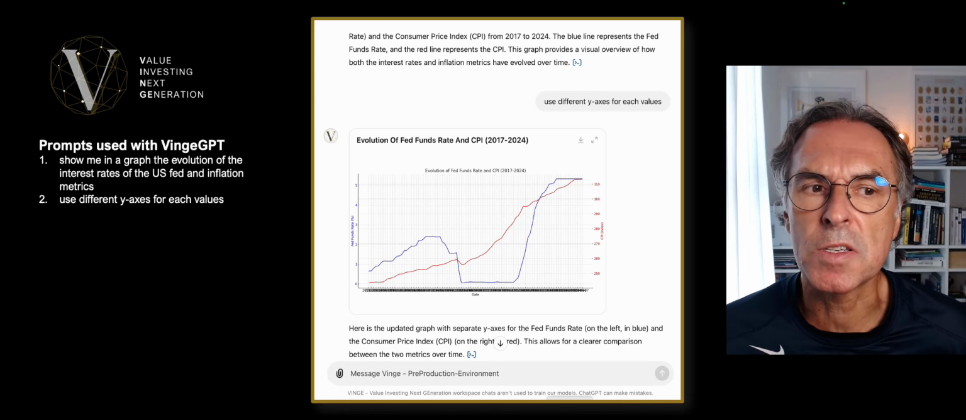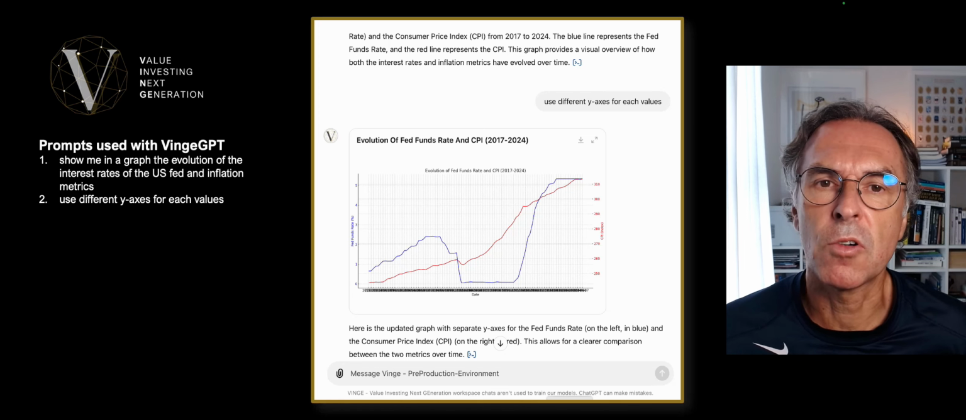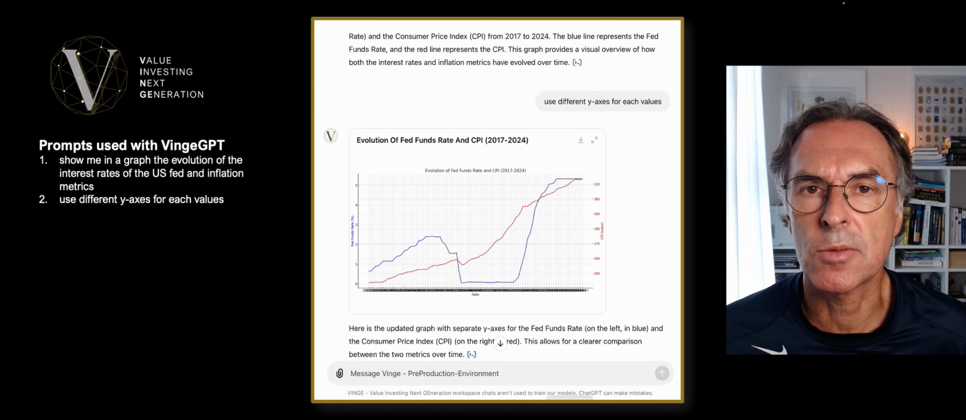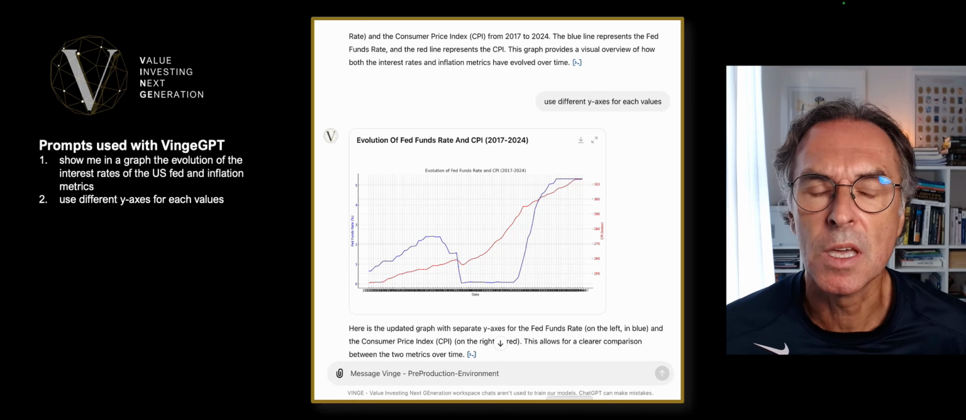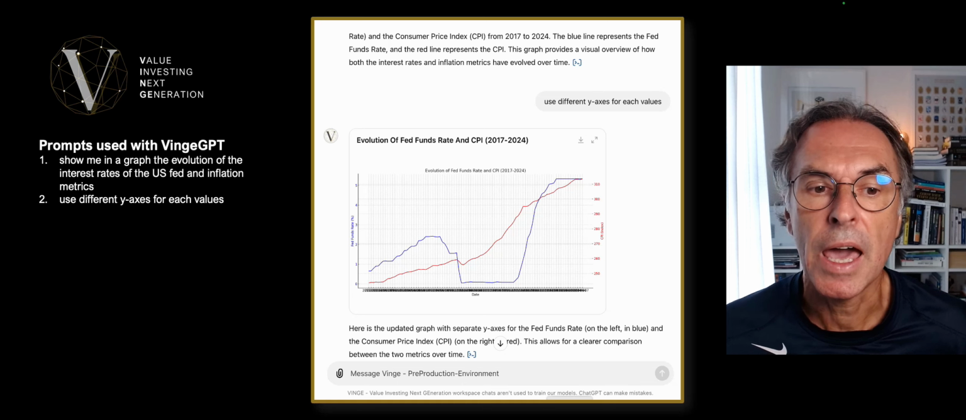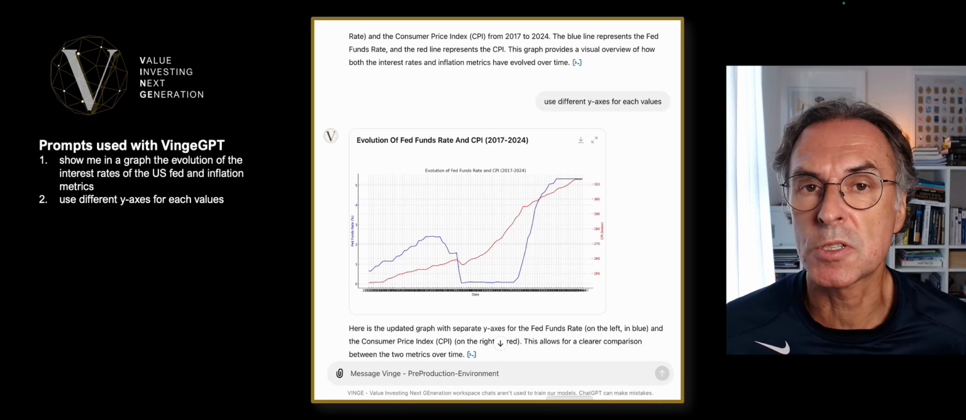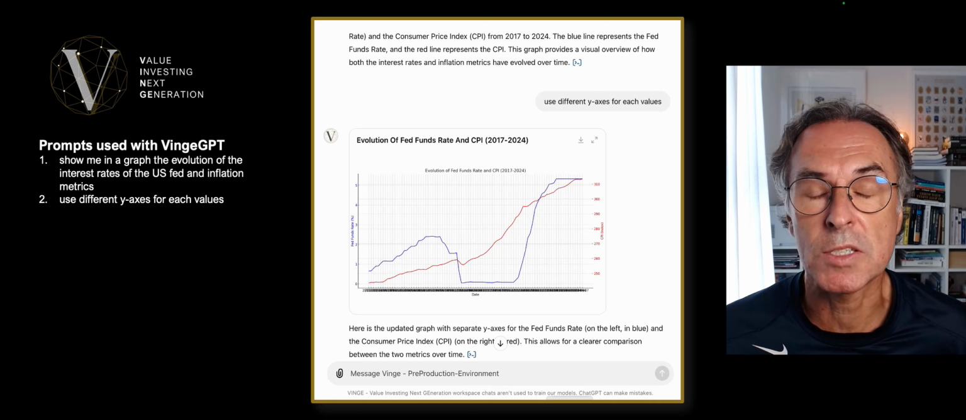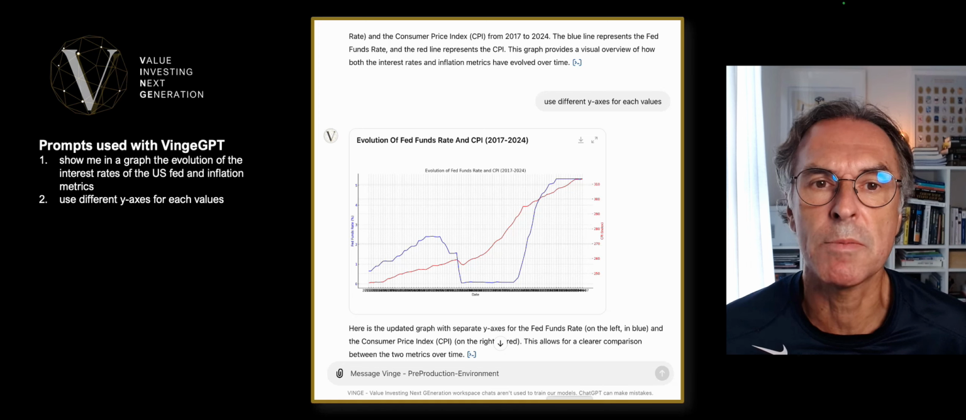So first things first, I'm always going to show you on the left-hand side the prompts that I've been using in VingeGPT. Let's look first at the current situation about inflation and also the interest rate of the US Federal Reserve. I've been using two prompts.